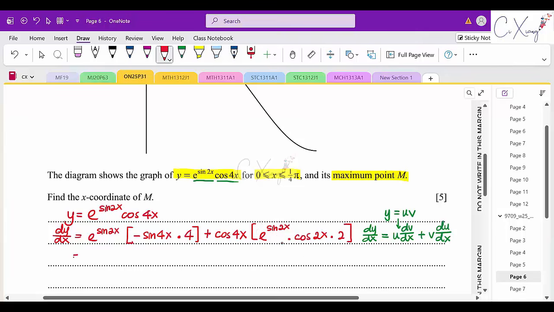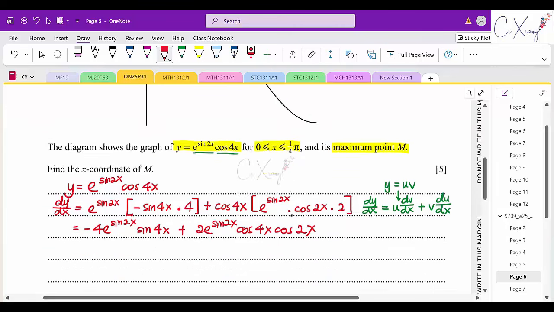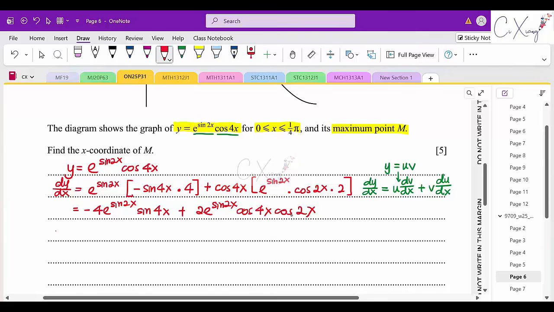After that, we try to simplify them first. Negative 4 e to the power sin 2x, sin 4x, then plus, what do I have here? 2 e to the power sin 2x, cos 4x, then cos 2x. Okay? Then continue further. We want to let dy/dx equal to 0, right? And this equation looks so complicated. Let us try to factorize out something that we can do first.